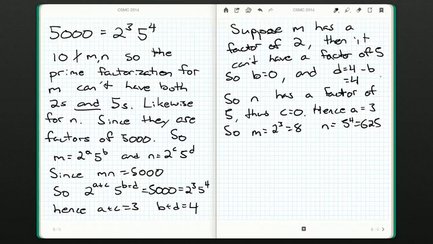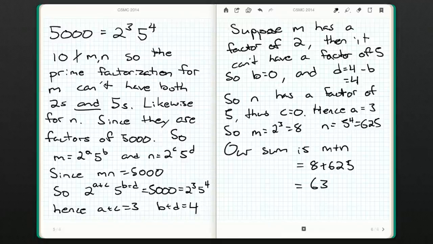Now, the clever amongst you might be saying, well, what if m doesn't have a factor of 2 or 5? Well, then m would have to be 1, and n would be 5,000. That's divisible by 10. It wouldn't work. So we can be pretty confident in our sum. It's going to be 8 plus 625. We can either do that in our heads or we can get our calculator. 633. Actually, before I box that, I'm going to make that 6 look a little better. He's starting to look like a G.